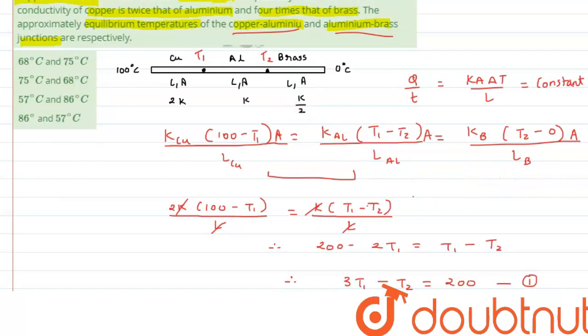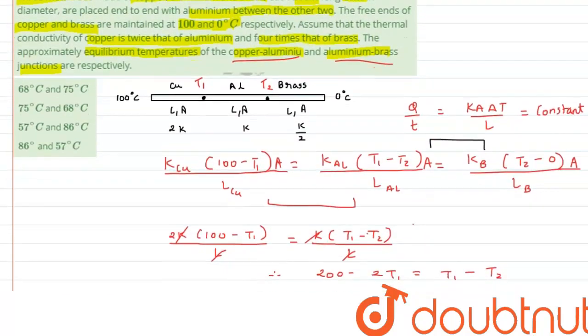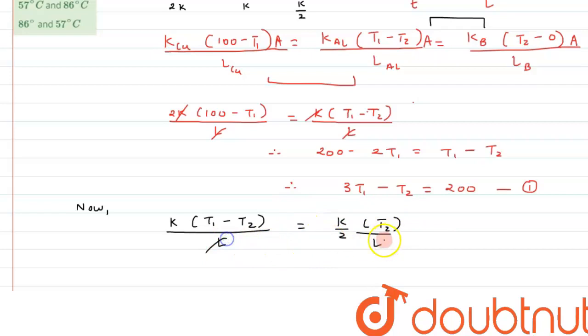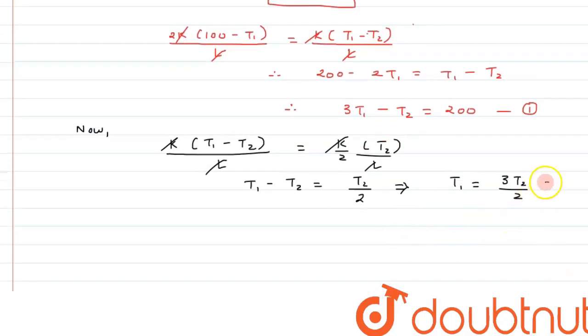Now we have to form one more equation to solve this problem. So we take the other two. K for aluminium is K, and A again gets cancelled from both sides. Length of aluminium is L, K brass is K by 2, and here it is T2 only, divided by L. The length is again the same, so the common terms get cancelled out, and we are left with T1 minus T2 equals T2 by 2. So T1 equals 3 T2 by 2. This is the relation between T1 and T2 we have derived.